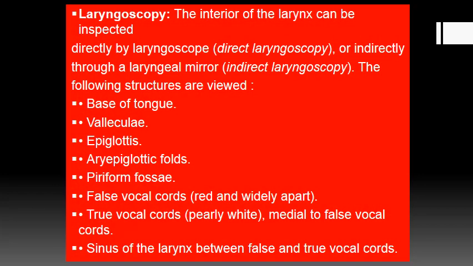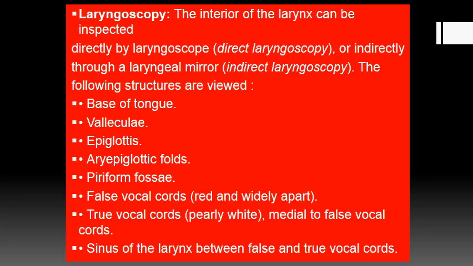So that's about the vocal nodules. Now laryngoscopy. The interior of the larynx can be inspected directly by laryngoscope or indirectly through a laryngeal mirror. With the help of the laryngeal mirror, passing through the oral cavity, we can see first the base of the tongue. Then we can identify the vallecula, the depression between the median glossoepiglottic fold and lateral glossoepiglottic fold. Then we can identify the posterior surface of the epiglottis and the upper end of the epiglottis. Then you can identify the aryepiglottic folds, right and left. Behind that we can identify the pyriform fossae, right and left.